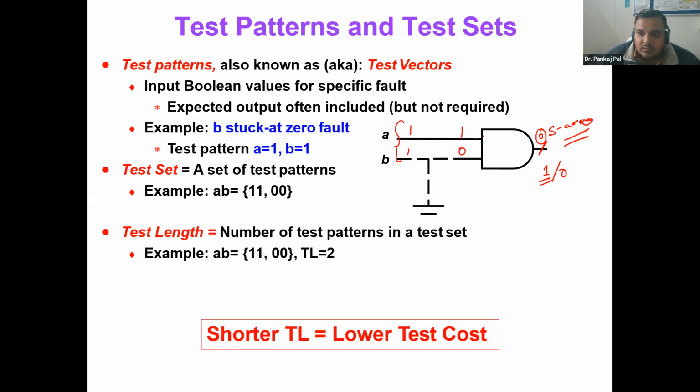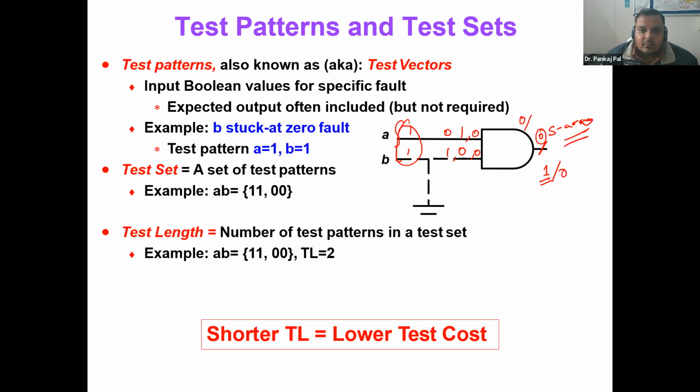For the other combinations, the correct output is 0 and the faulty output is also 0. So for all the different combinations, whether it's 0 0, 0 1, or 1 0, you are not able to find this fault. Only the 1 1 combination will allow you to find this fault. Okay, so this would be the basic case.